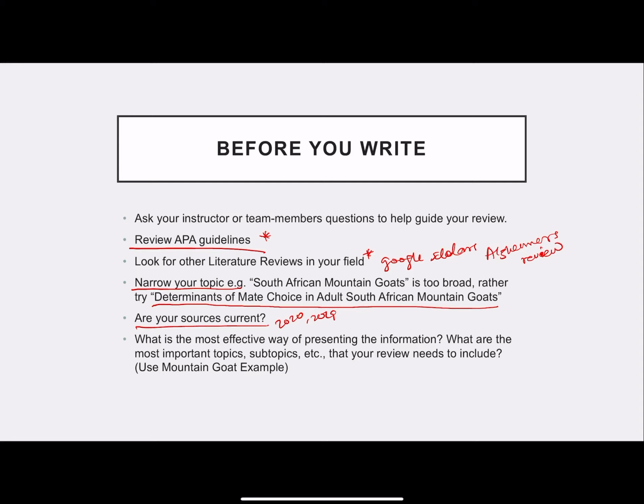Also, look for the most effective way of presenting your information, and that comes from looking at other reviews within your field. Different fields have different ways of reviewing literature, so look within the field you're writing in and look for the most effective way of reviewing and presenting the information.